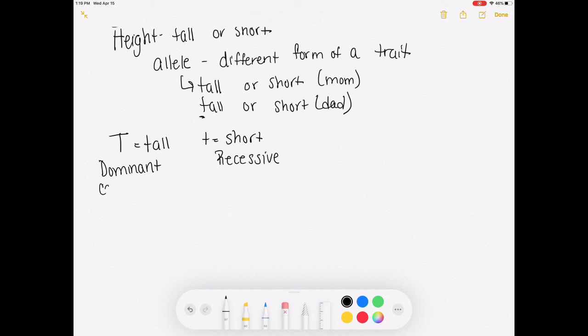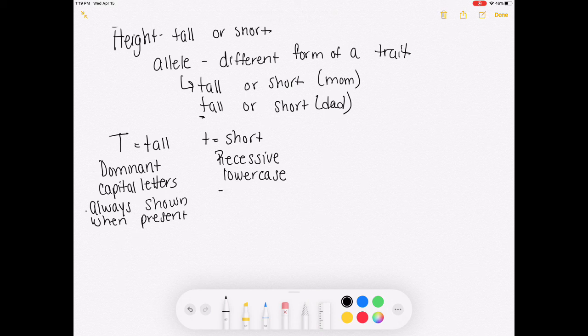So dominant traits are shown with capital letters, and recessive traits are shown by lowercase letters. Whenever a dominant trait or a dominant gene is present, this is the trait that's always shown. So always shown when present. The only way you can show a recessive trait is when no dominant alleles are inherited. And I'm going to talk a little bit more about that.